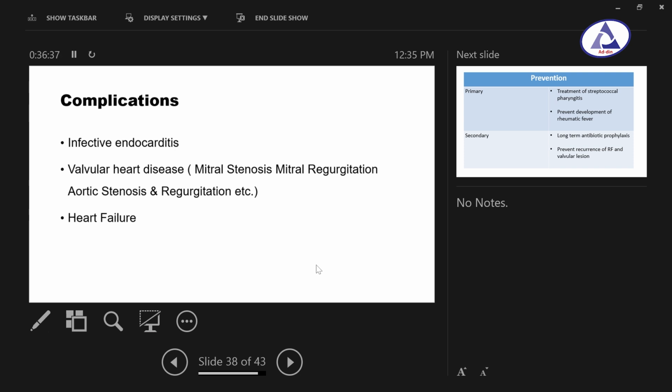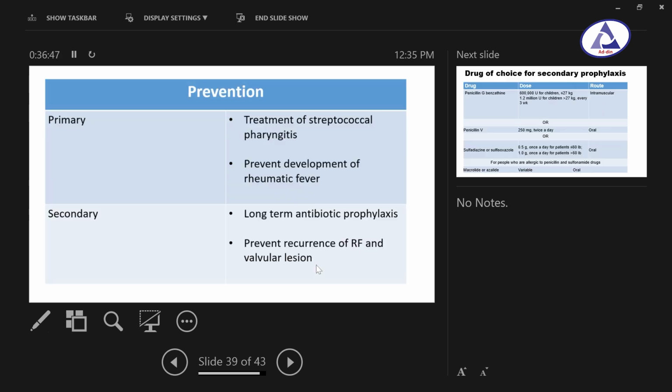Then what will be the prevention? Prevention is of two types. One is primary prevention, another is secondary prevention. Primary prevention means treatment of streptococcal pharyngitis, to treat the initial attack so that rheumatic fever does not develop. That is, to treat the streptococcal pharyngitis which has already developed, and to prevent the development of rheumatic fever.